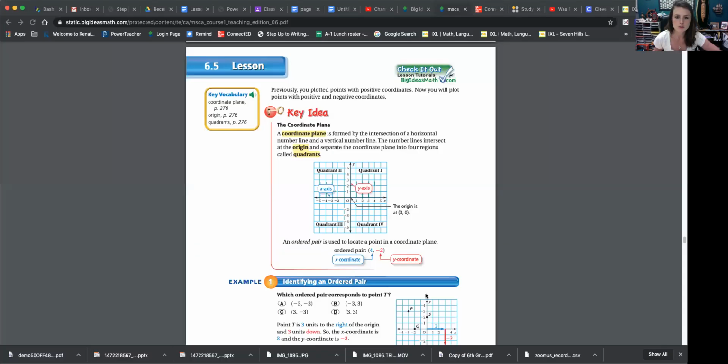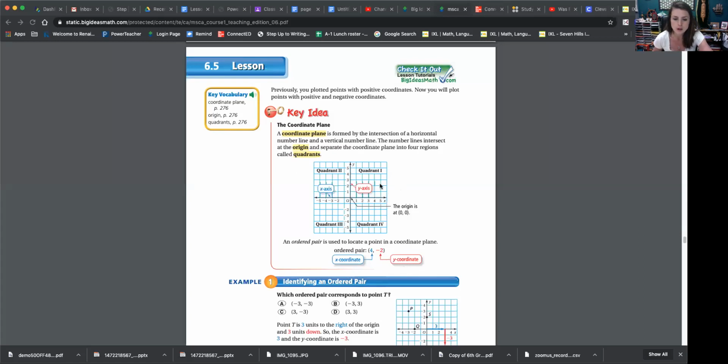So if we go to 6.5, there's a few key terms. This grid here on my graph is called a coordinate plane. A plane is like an area. It's formed by the intersection of a horizontal number line and a vertical number line. The number lines intersect at the origin, which is 0, and separate the coordinate plane into 4 regions, or quadrants. These are called quadrants. So quad means 4, like quadruple, quarter.